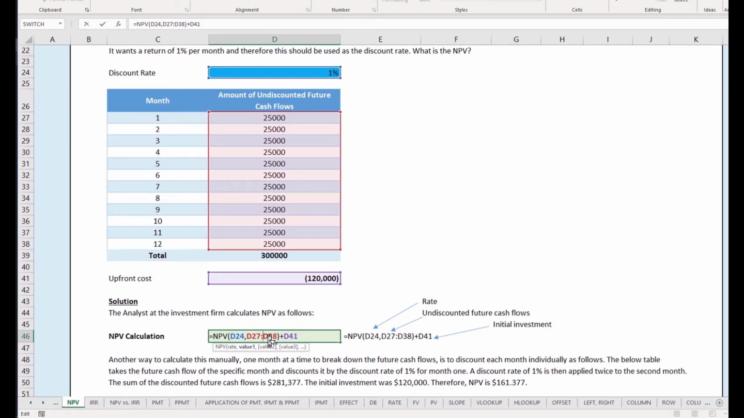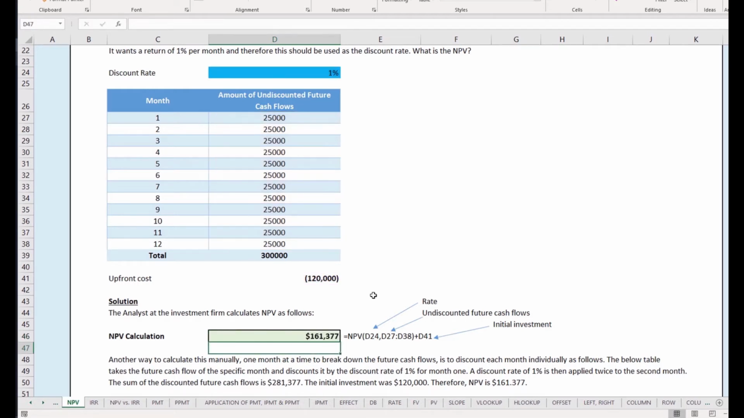And then we add in the upfront cost, which when we're adding it is really subtracting it because it's already a negative value of $120,000. When we press enter, we can see that the net present value of this investment is $161,377. And that's what it's going to yield over the course of the 12-month period.